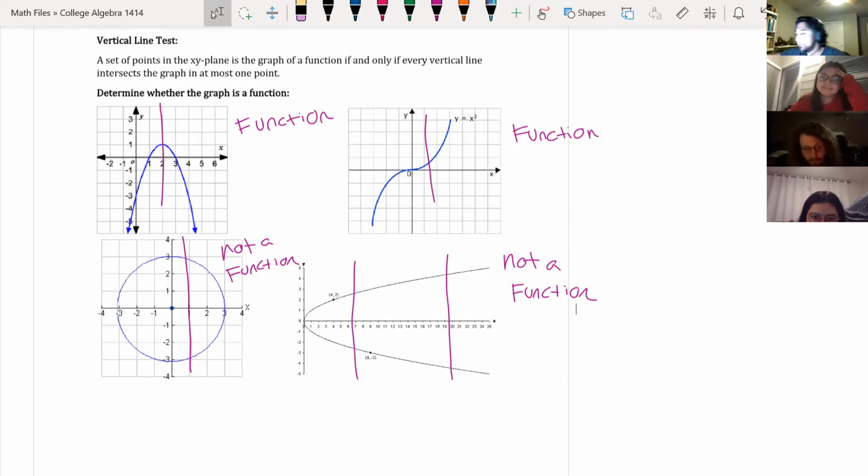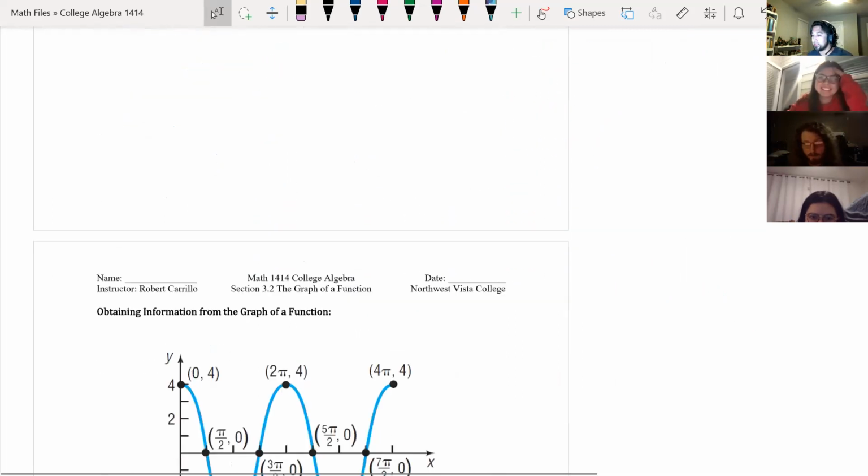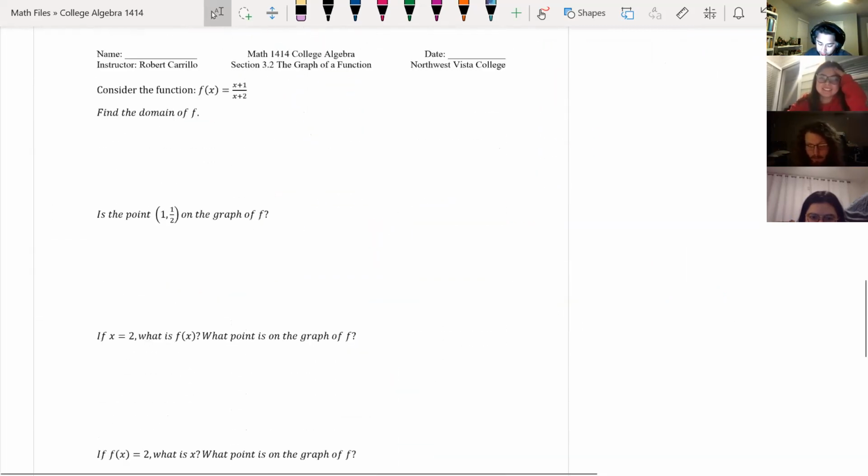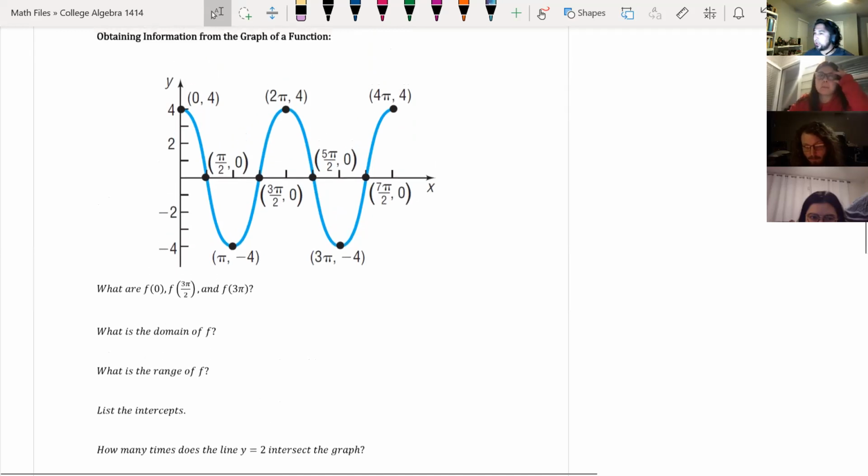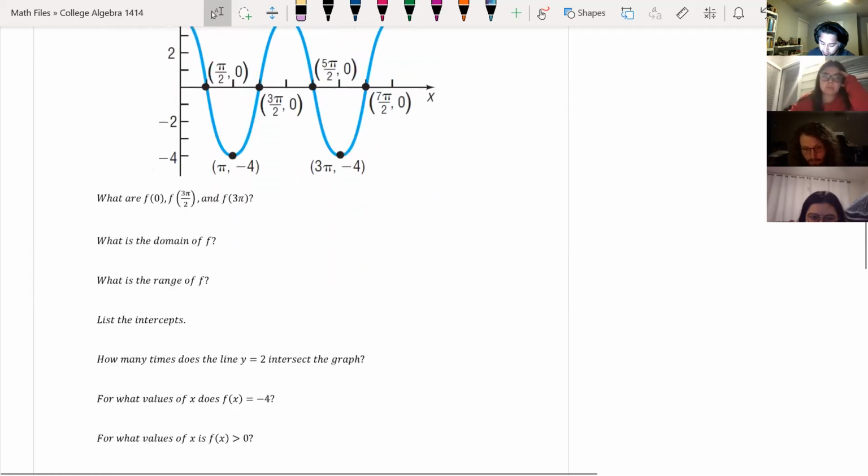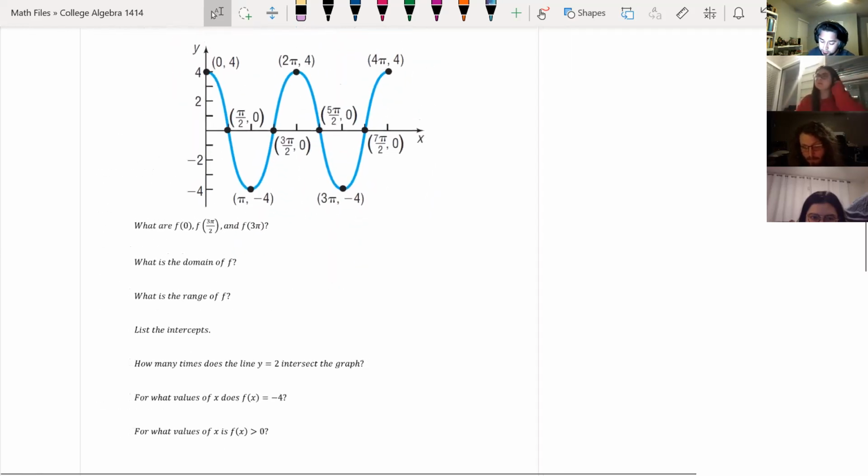Okay, easy for now. 3.2 is all easy because this is the, what is that? No, there's 2 more pages. Sorry, I was like, this is the last page. No, it's not. Okay.